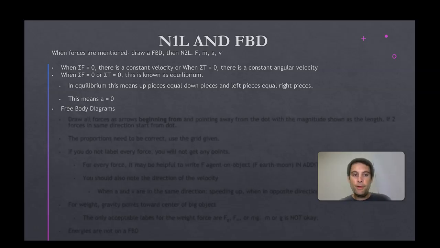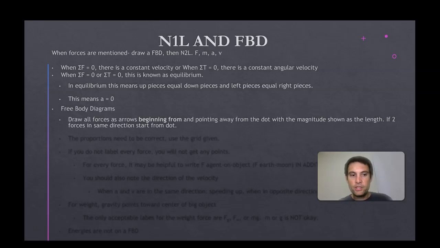To draw our free body diagrams, we're going to draw all forces as arrows beginning from and pointing away from the dot in the free body diagram answer booklet. And because of that grid that's going to be there, the magnitude is going to be the length. A 2-box length is greater than a 1-box length, which means if we have 2 boxes to the right and 1 box to the left, the object is accelerating to the right.